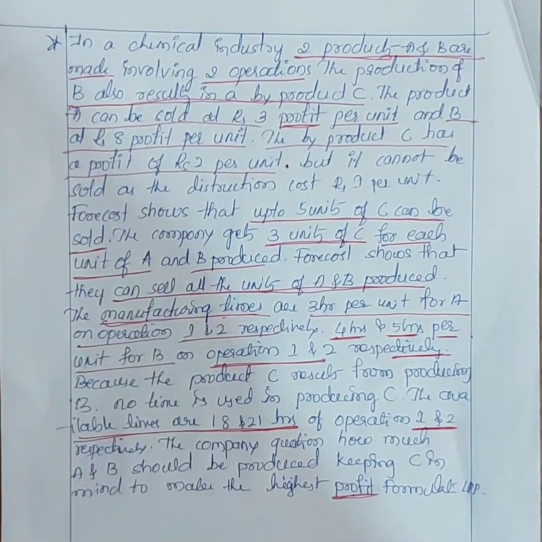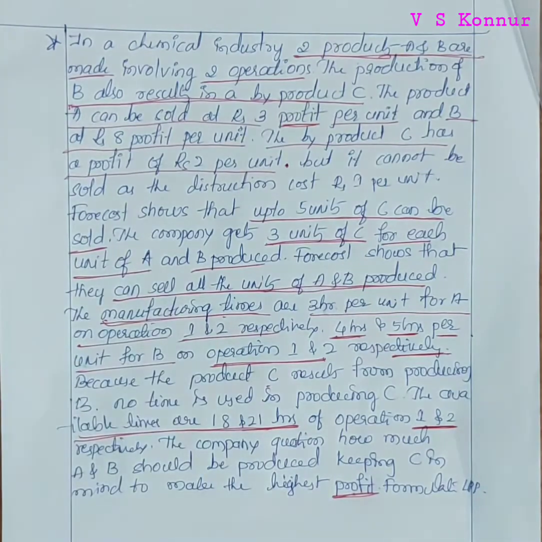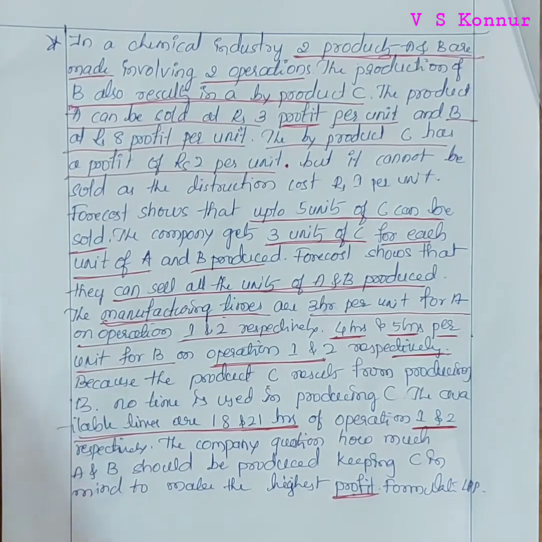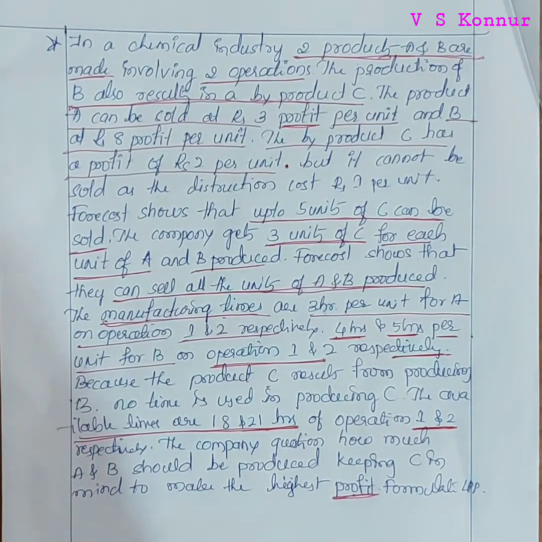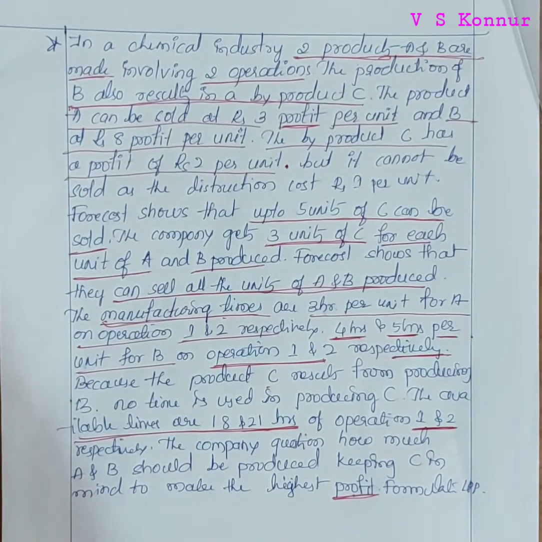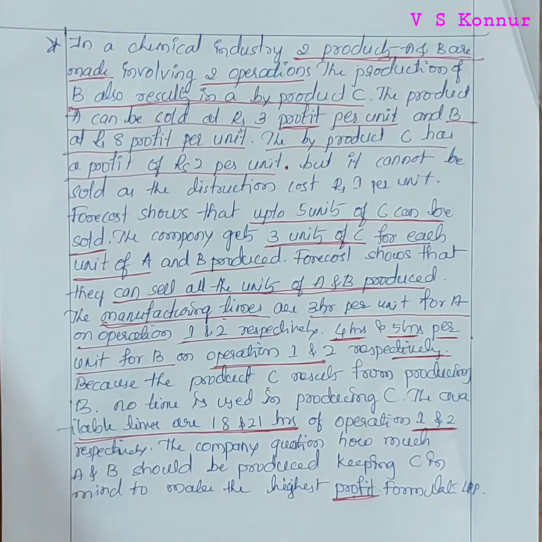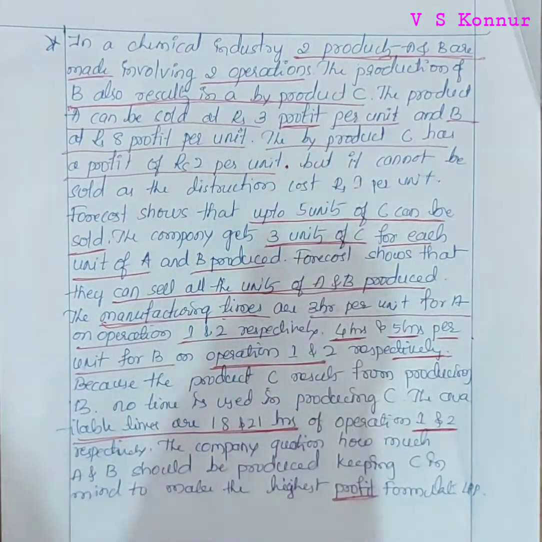Formulation of LPP. Next problem. In a chemical industry, two products A and B are produced involving two operations. The production of B also results in production of C.